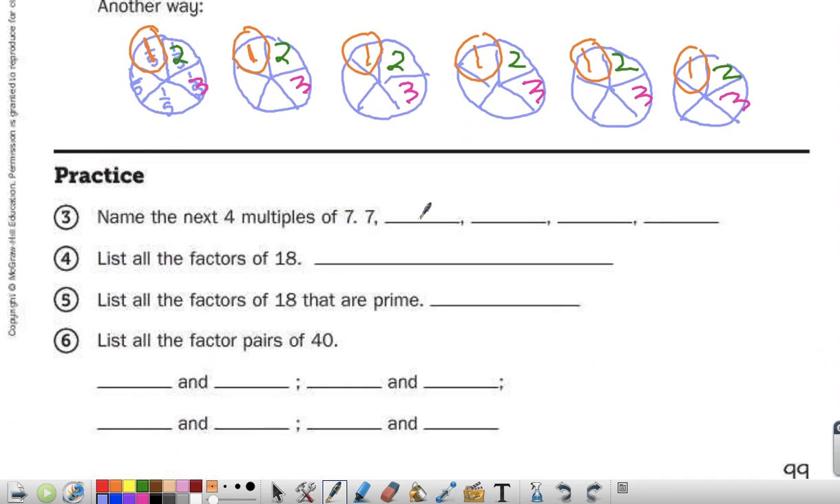Practice problems at the bottom. Multiples of 7, I have 7 times 1, so 7 times 2 is 14. Add another 7, get 21. Add another 7, 7 times 4 is 28. Add another 7, 7 times 5 is 35.